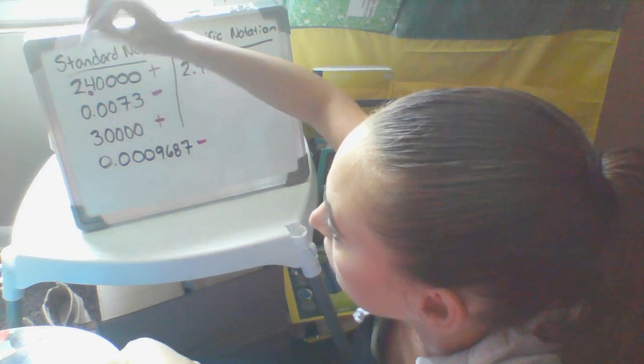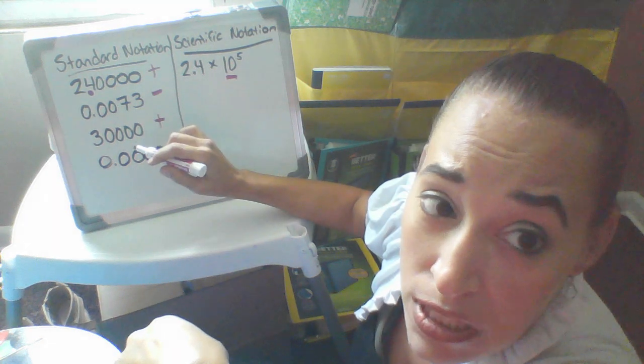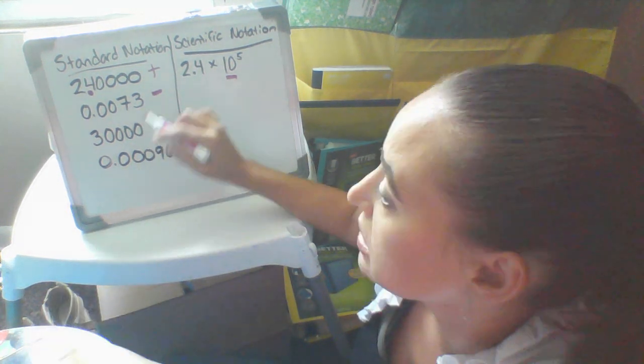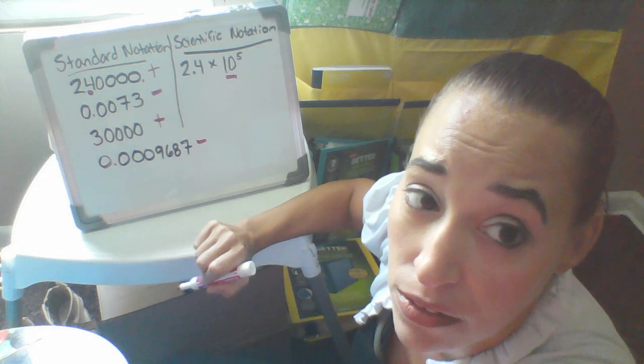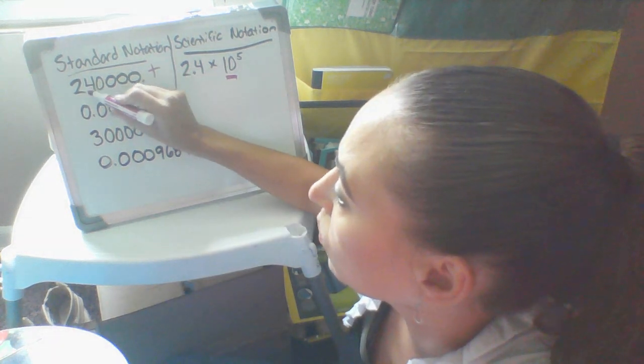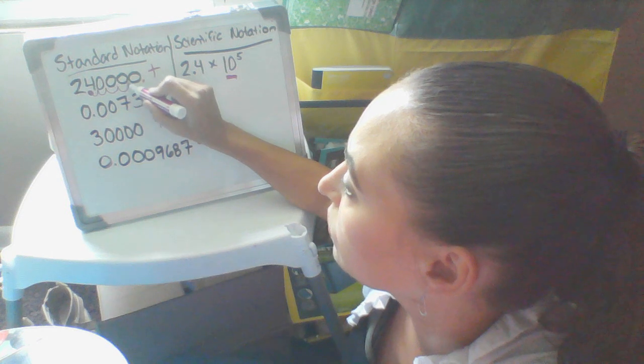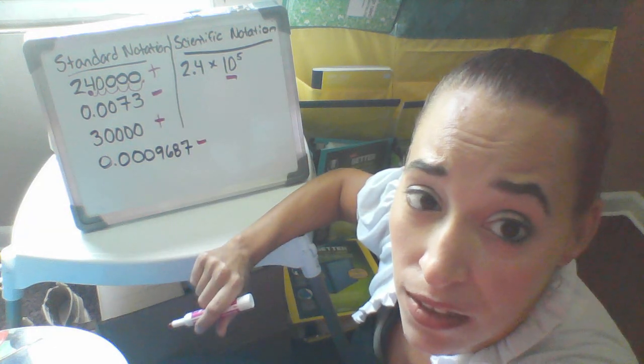If I put a decimal point here, I want to get back to the original number, which means the decimal point originally is here. It's all the way in the back. So I'm going to go 1, 2, 3, 4, 5. And that's how I got 10 to the 5th.